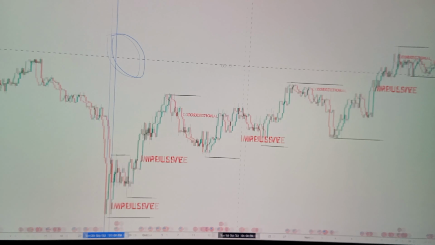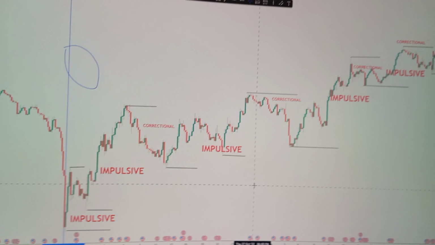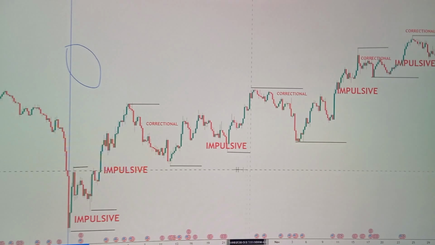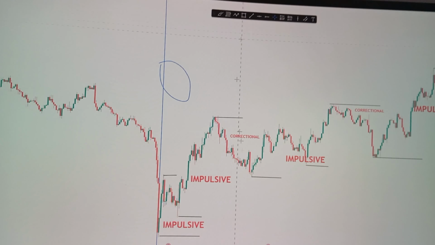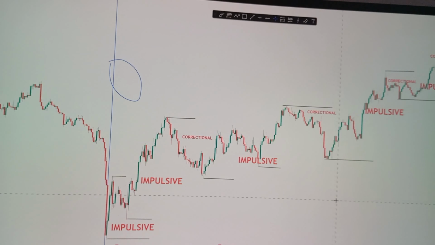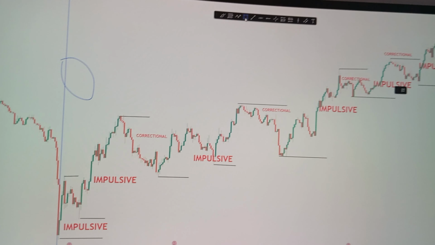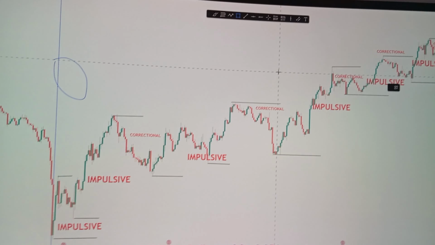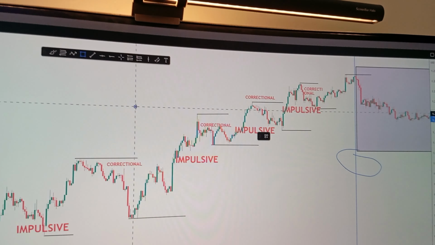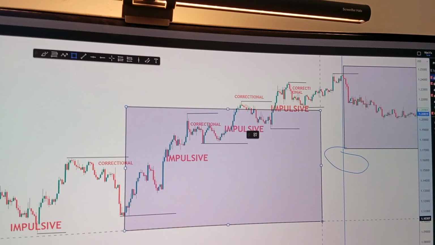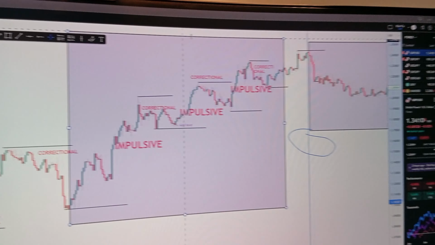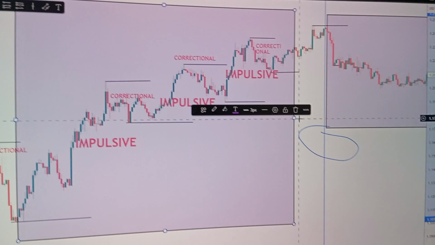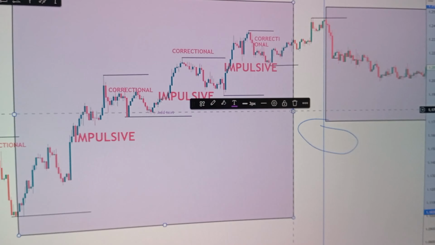So if you're a trader, okay, you are learning how to trade, and now you have gained knowledge of market structure. How do you trade with it? Let's assume that this market, from this part, okay? Let's assume that this part has not happened.